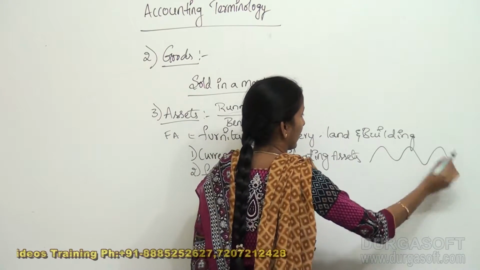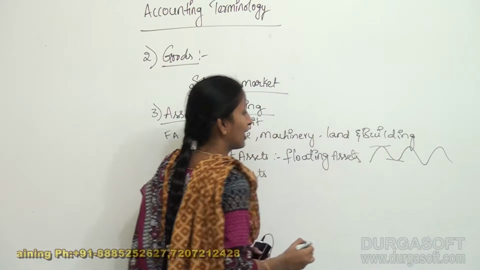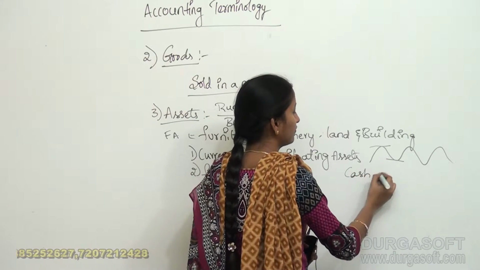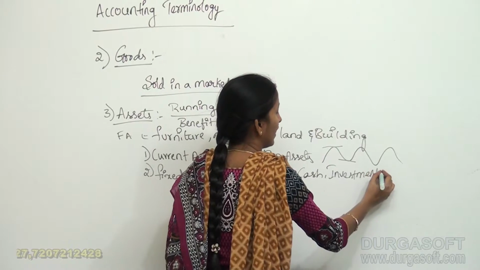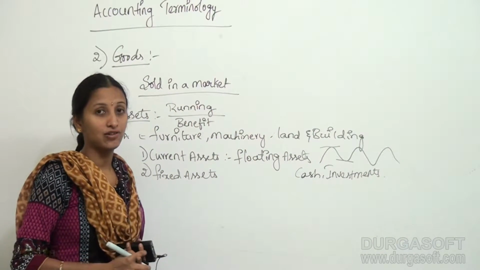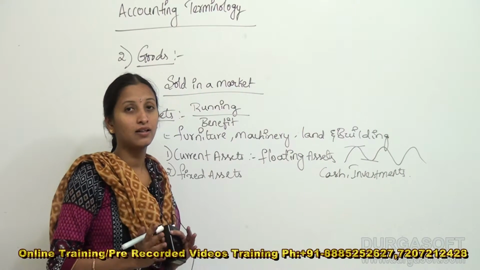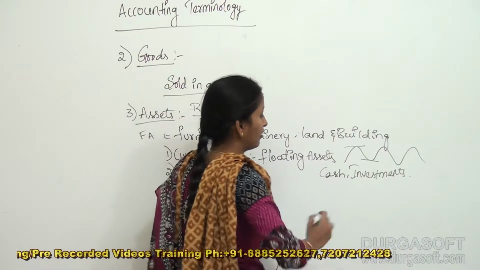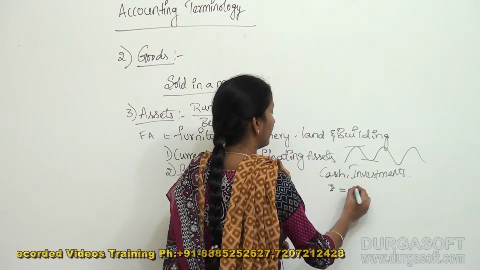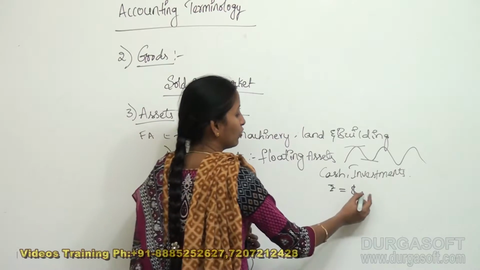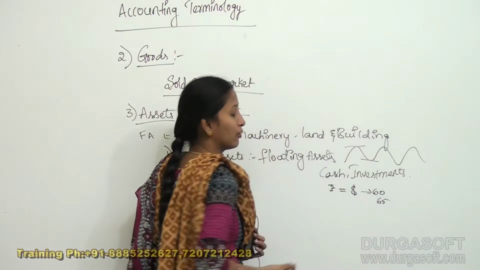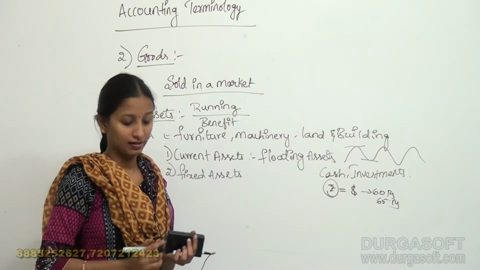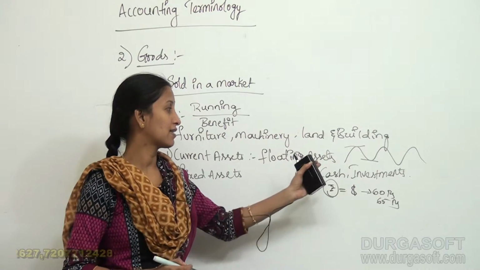Floating means sometimes the asset value will be increased, sometimes decreased. The asset value is not always constant. Current assets, for example, cash and investments. Why do we call it a current asset? If we take the example of cash, the value will not always be the same. It will fluctuate. For example, the dollar and the rupee. Sometimes the dollar value increases to 60 rupees, 65 rupees, depending upon the market. So depending upon the dollar value, our currency value also increases and decreases. That's why we call it a floating asset. Float means the asset value will increase and decrease.